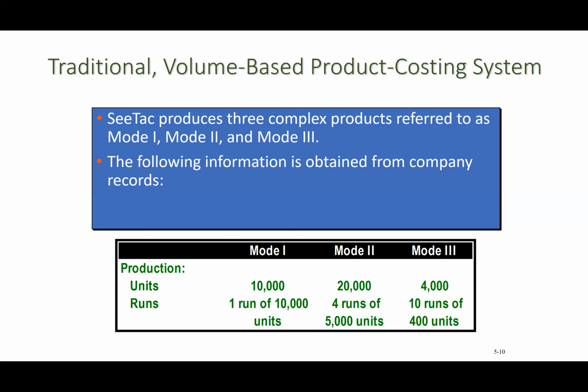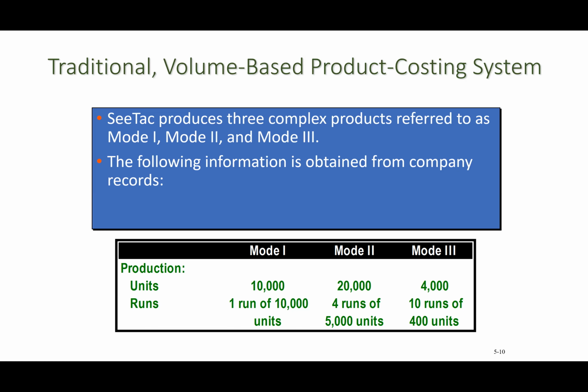And for Model 3, although we only produce 4,000 units, it's a little bit complicated. Maybe the production procedure is pretty complicated, so it takes us 10 runs, or maybe they just come with small orders. So we only produce 400 units per run. Overall, we did 10 production runs in order to produce 4,000 units, all right?